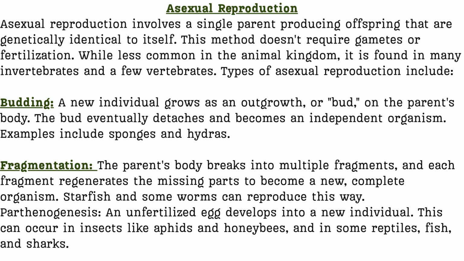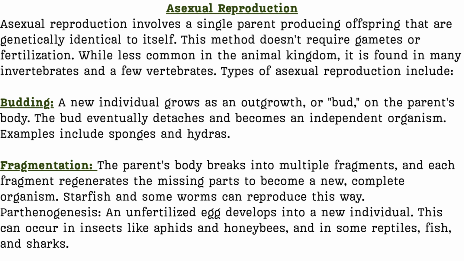Asexual type of reproduction. This reproduction won't take place in higher animals or in human beings. This type of reproduction will take place in the lower animals. Generally, it involves a single parent producing offsprings. They are genetically identical to itself. This method doesn't require gametes or fertilization. While less common in the animal kingdom, it is found in many invertebrates and a few vertebrates.